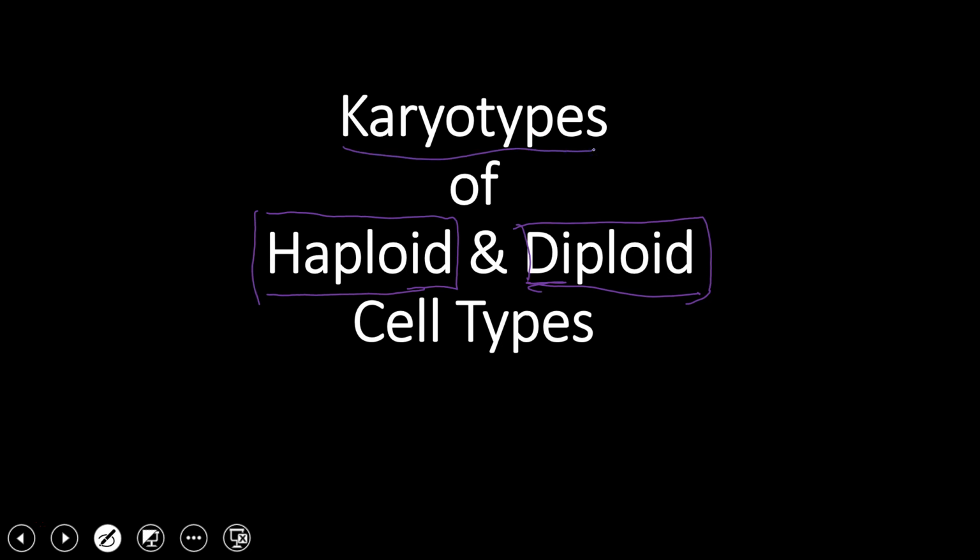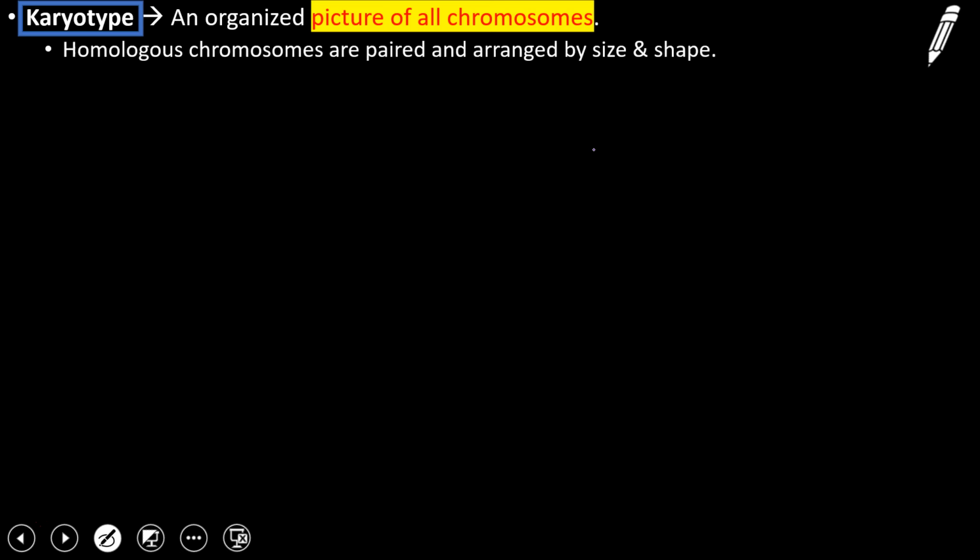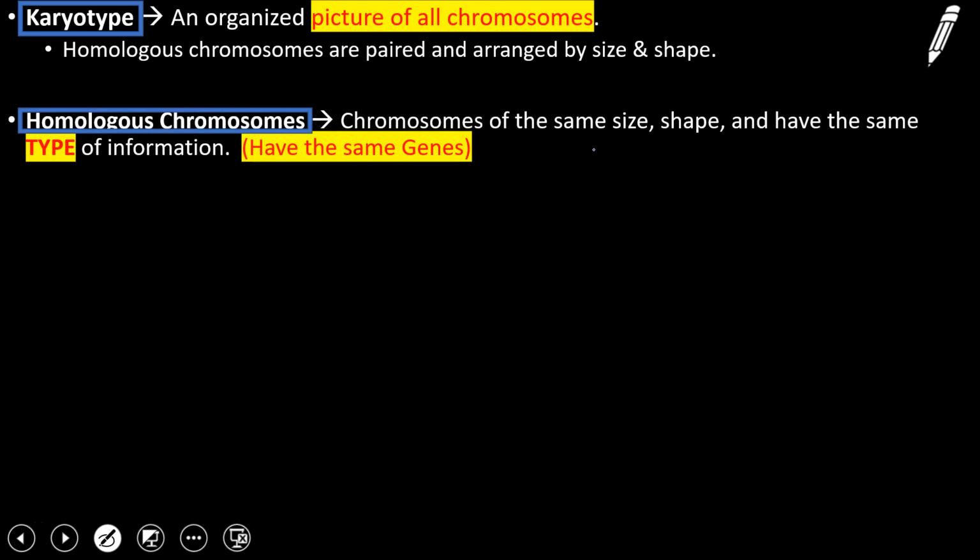So first, let's go over some basic vocabulary. A karyotype is a picture. It's an organized picture of all of a cell's chromosomes. Now, when a karyotype is performed, the person doing the karyotype is going to organize those chromosomes based on their size, shape, and the type of information they have. We call those chromosomes that are similar, that have the same size and shape, homologous chromosomes, okay? So homologous chromosomes are chromosomes of the same size, shape, and the same type of information.